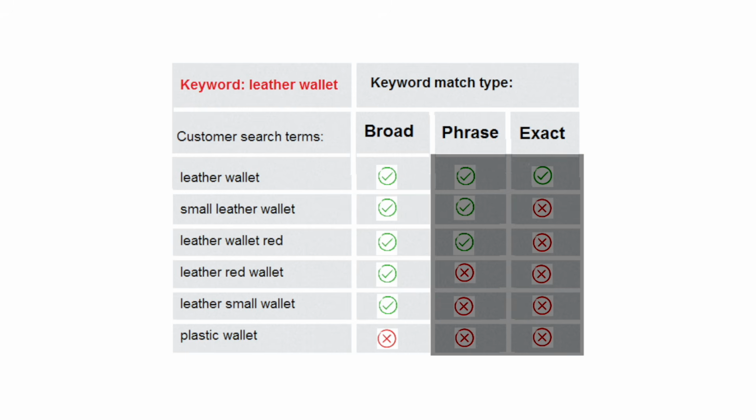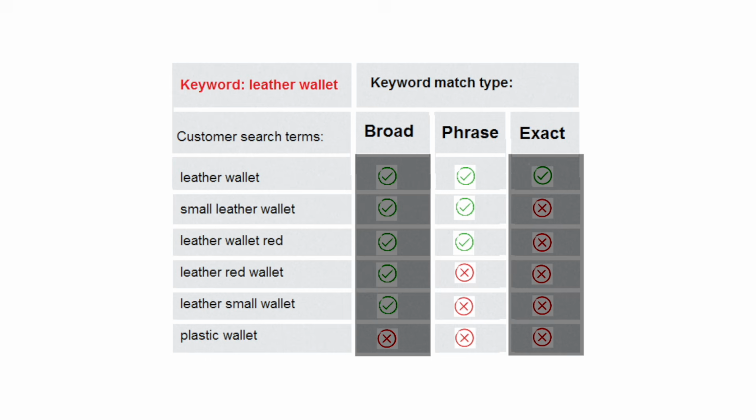Broad match, on the other hand, means that your ad may show up for searches that are similar to your keyword phrase, including synonyms, misspellings, and related phrases. So for example, if your broad match keyword is leather wallet, your ad may show up for searches like small leather wallet red, or leather red wallet, and so on.